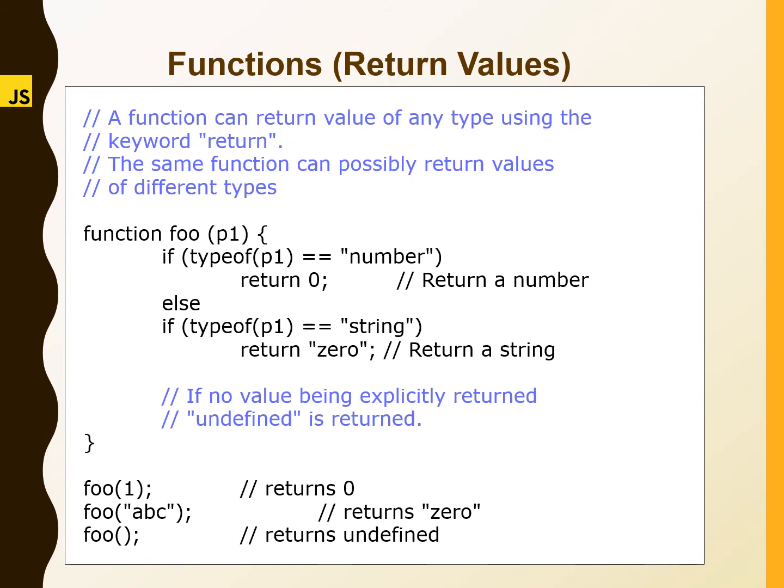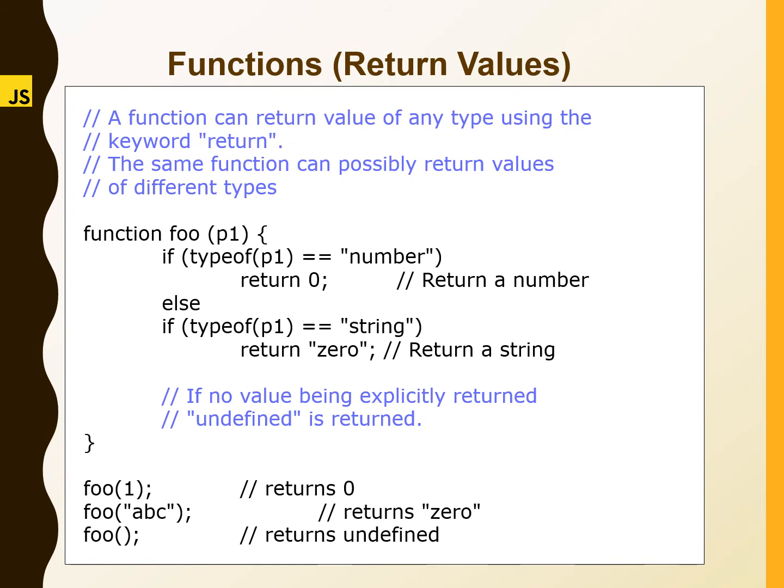typeof is a function in JavaScript which is used to identify the data type of a variable. If typeof p1 is equal to number, it returns 0. So if the data type of p1 is number, it should return the numerical value 0. Otherwise, it moves to the else part.